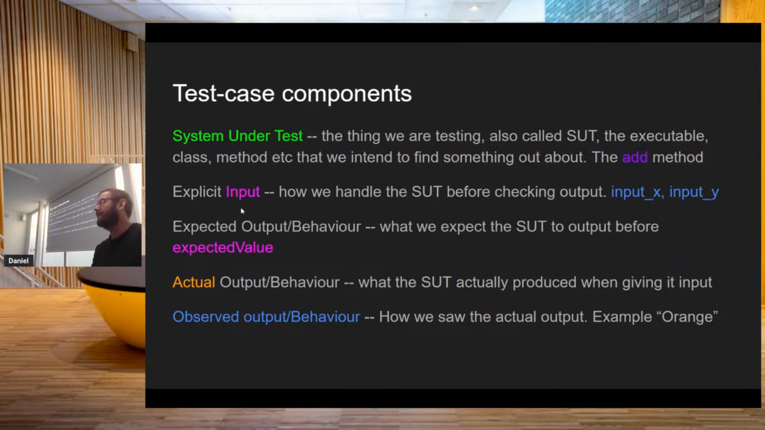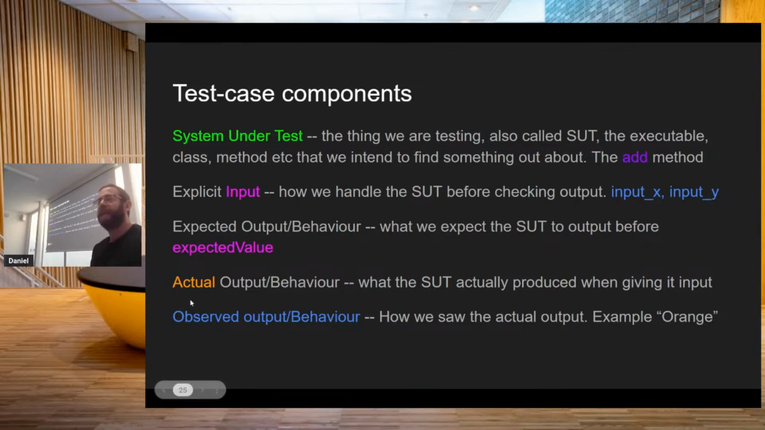Then we have explicit input. This means that it's not fuzzy input. That means that we have values for the input. We had a 3 and a 4. It's not random numbers. How to handle the SUT before checking input. Then we have the expected output behavior. We expect this SUT to output the expected value.